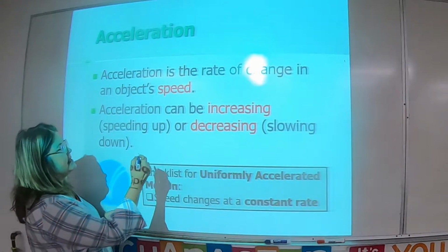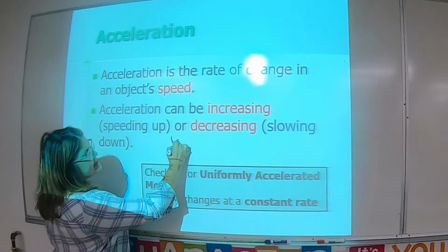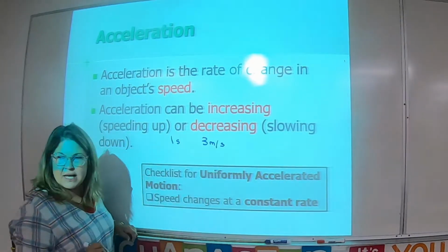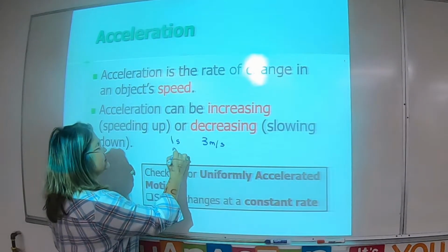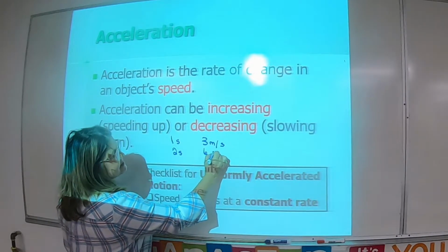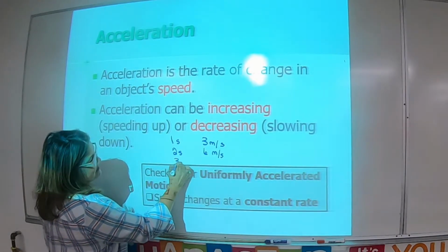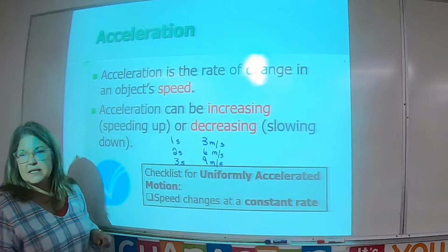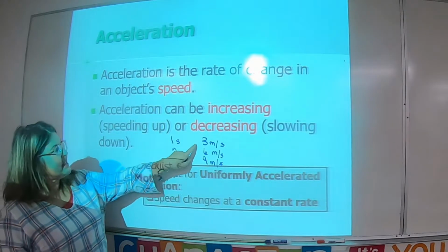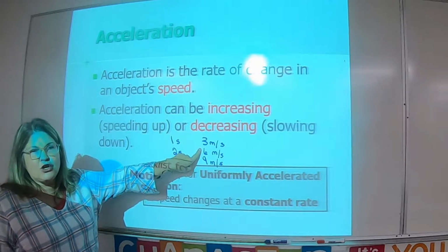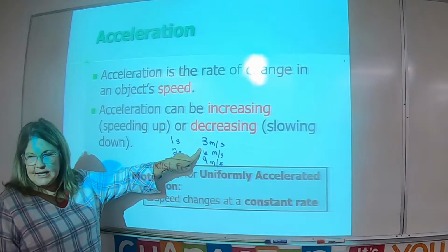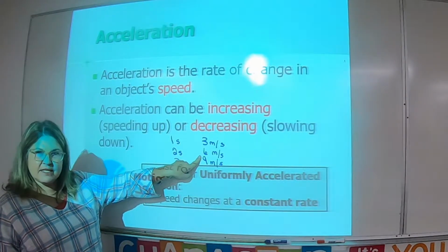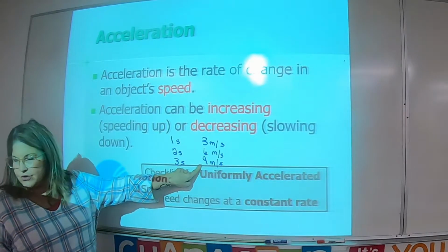So when that happens, again, if we say at 1 second, my speed was 3 meters per second, at 2 seconds, it was 6 meters per second, and at 3 seconds, it was 9 meters per second. And that tells you that every second, your speed is increasing by 3 meters per second, because it added 3, and added another 3.